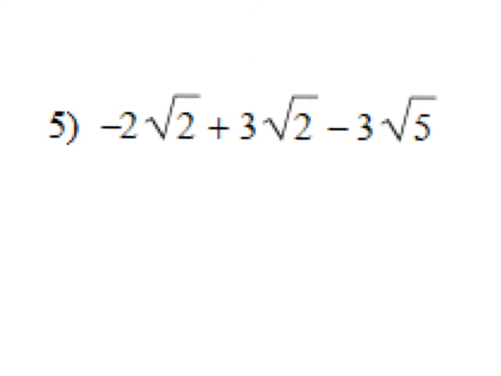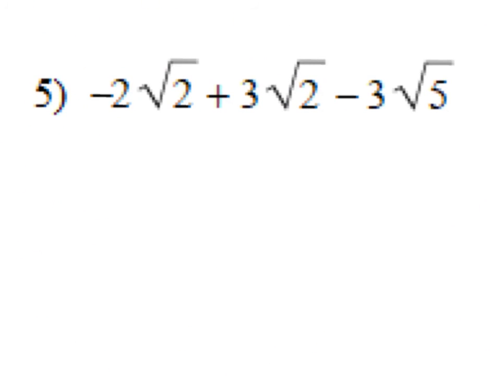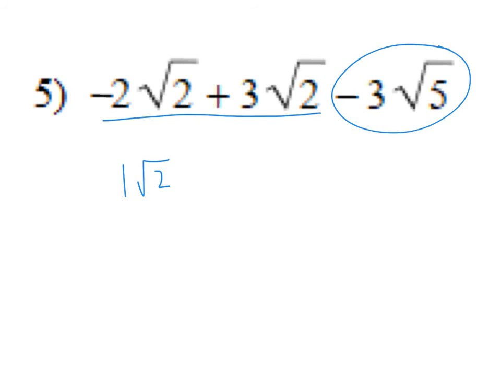On number 5 here, you're going to add like square roots. Okay, so I'm going to go ahead and put together this one right here. So negative 2 plus 3 would be 1 root 2. Again, we're just putting together like square roots. And then for this one, there was no other square root of 5, so it's just minus 3 root 5. Now, again, keep in mind, it is optional. I don't care if you put the 1 out there or not.